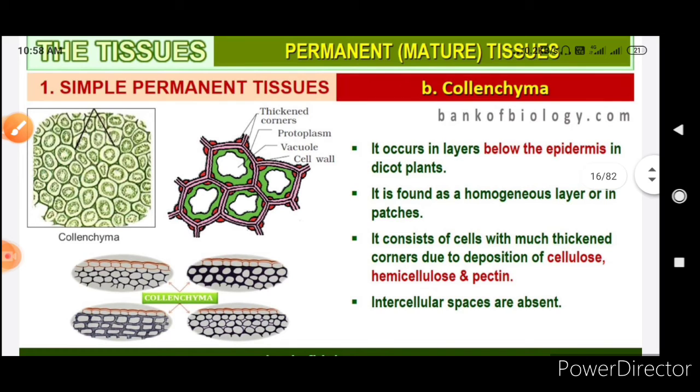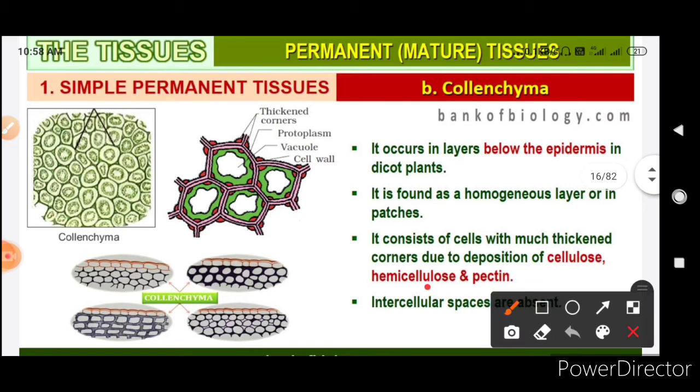Now comes the second simple permanent tissue, that is collenchyma. Now this collenchyma occurs in layers below the epidermis in the dicot plants. It is found as a homogeneous layer or in patches. Now it consists of cells with much thickened corners due to deposition of cellulose, hemicellulose and pectin.